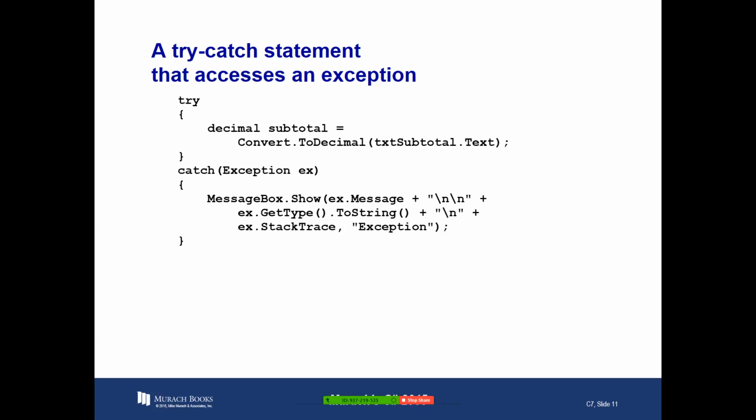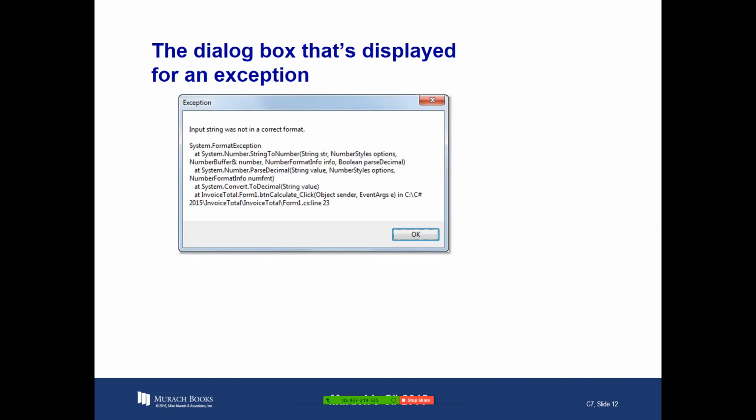So here we have the exception class. This is the name of the object. It's a class, and we're using the message, to display out the message. We display out the type, and with the type you want to do ToString because it's not in a string format yet. And then the stack trace, which displays the list of methods that were called that led up to that exception. And so this is an example here.